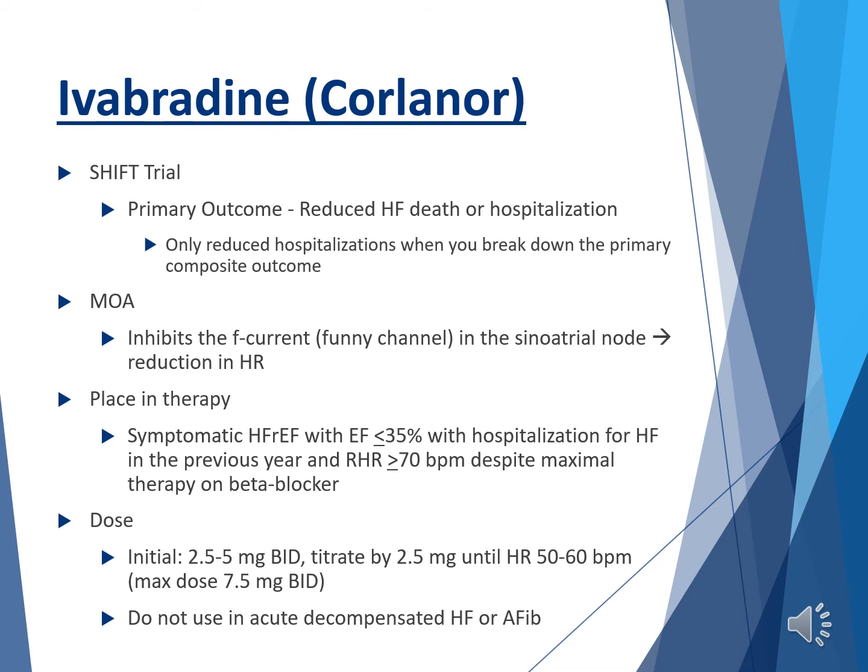The initial dosing schema would be 2.5 to 5 milligrams BID, and we would titrate the dose until we reach a heart rate of 50 to 60, titrating by about 2.5 milligrams at a time and capping that dose at 7.5 mg BID. This is not a medication that we would use in acute decompensated heart failure. It is actually contraindicated to do so. And it's also not a medication that we would use in our AFib patients, considering the mechanism of action.